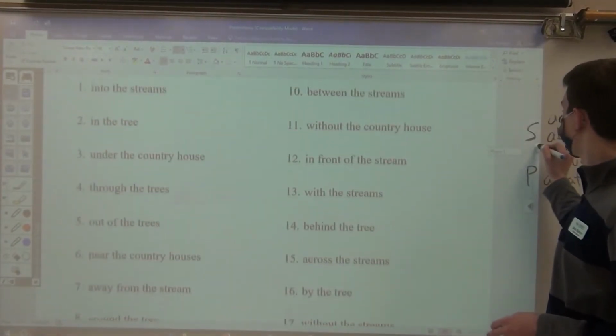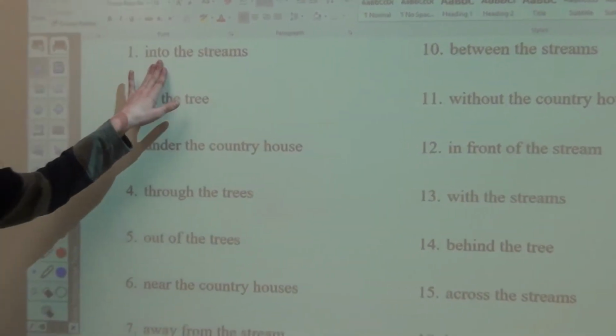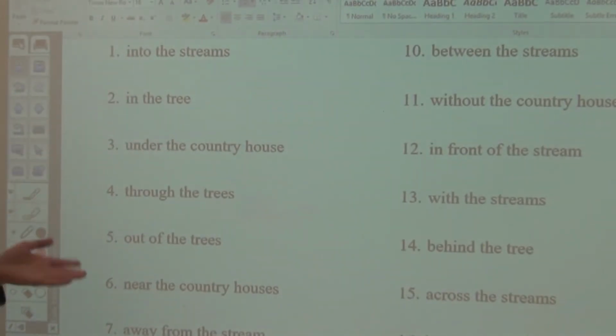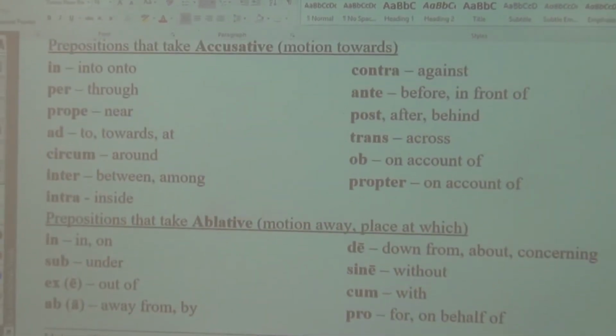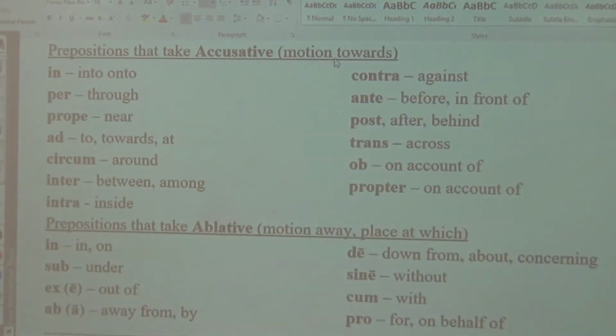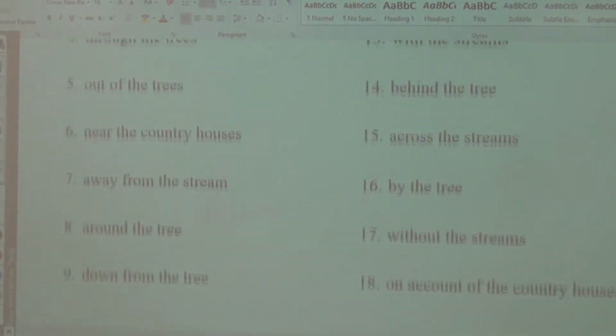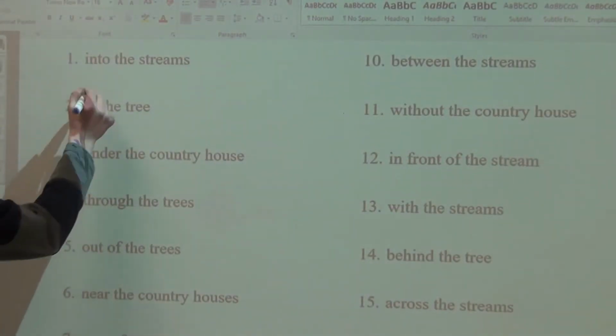So let's go ahead and just start with number 1, into the streams. So when you see into, you have to think, what can it be? Is it accusative or is it ablative? Many times in class we say in plus accusative, into, so we should know that that should be accusative. But in case you don't, we can go to the preposition chart. And right here we see in is into or onto, and that takes the accusative. So you could just go ahead and write down, we know it's in.